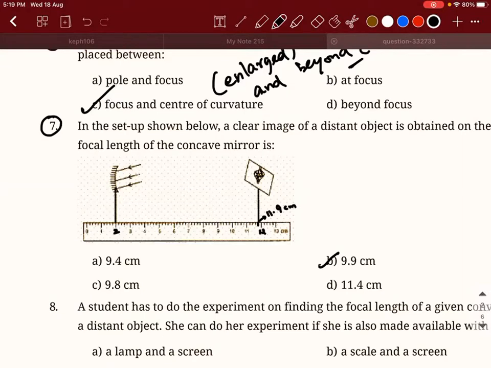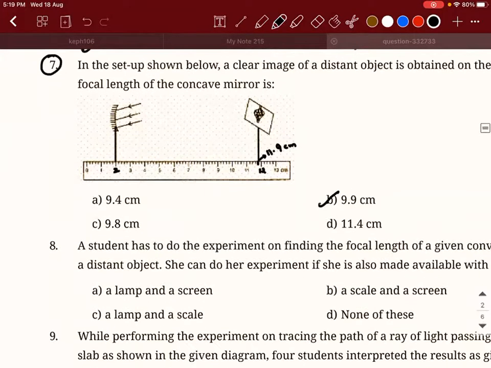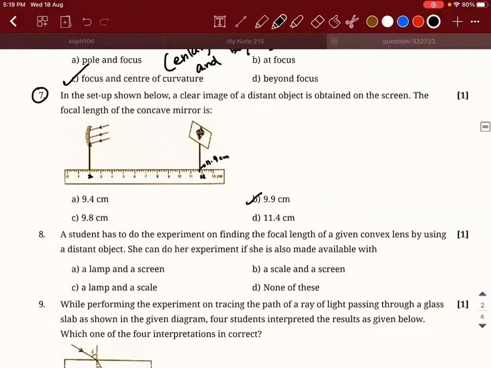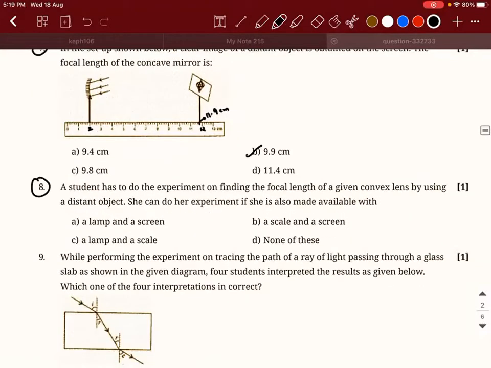Okay, try the next one. See, all the questions are based on focal length only. Then we'll go to refraction. A student has to do the experiment to find the focal length of a given convex lens by using a distant object. She can do her experiment if she is also made available with what?